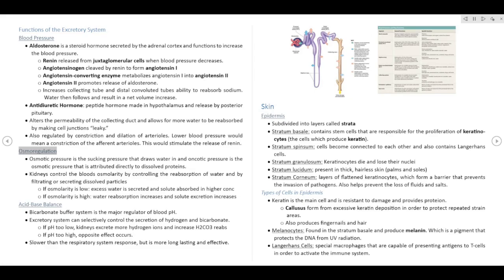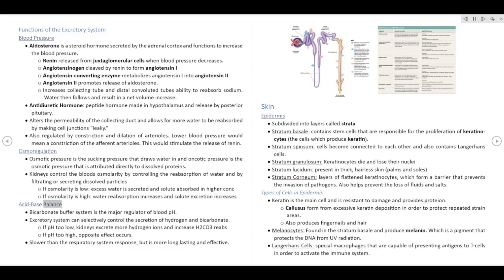Osmoregulation. Osmotic pressure is the sucking pressure that draws water in, and oncotic pressure is the osmotic pressure that is attributed directly to dissolved proteins. Kidneys control the blood's osmolarity by controlling the reabsorption of water and by filtering or secreting dissolved particles. If osmolarity is low, excess water is secreted and solute absorbed in higher concentration. If osmolarity is high, water reabsorption increases and solute excretion increases.